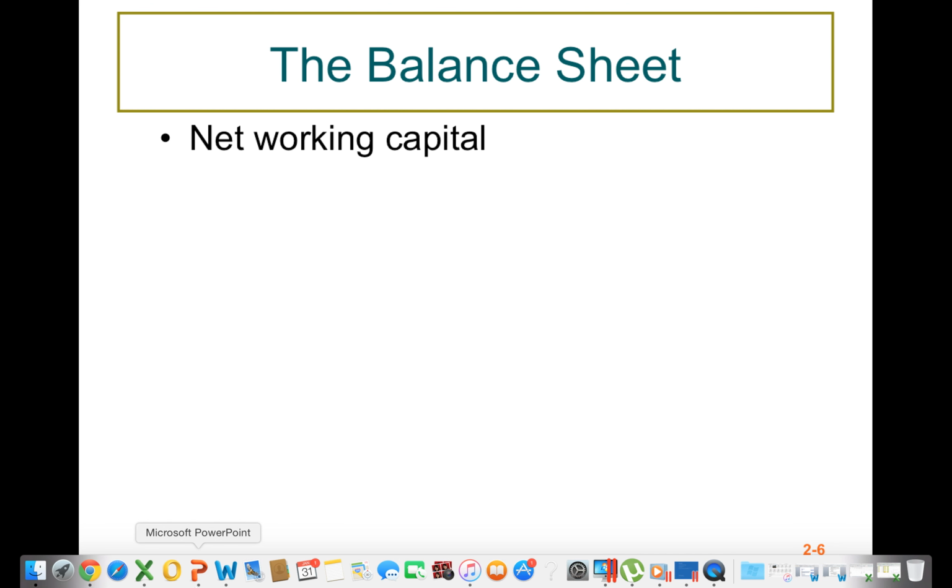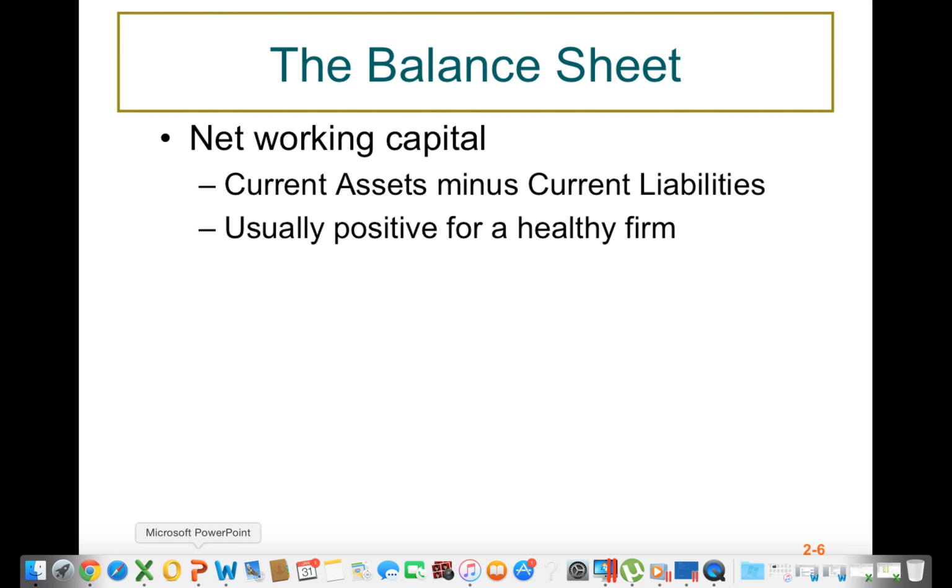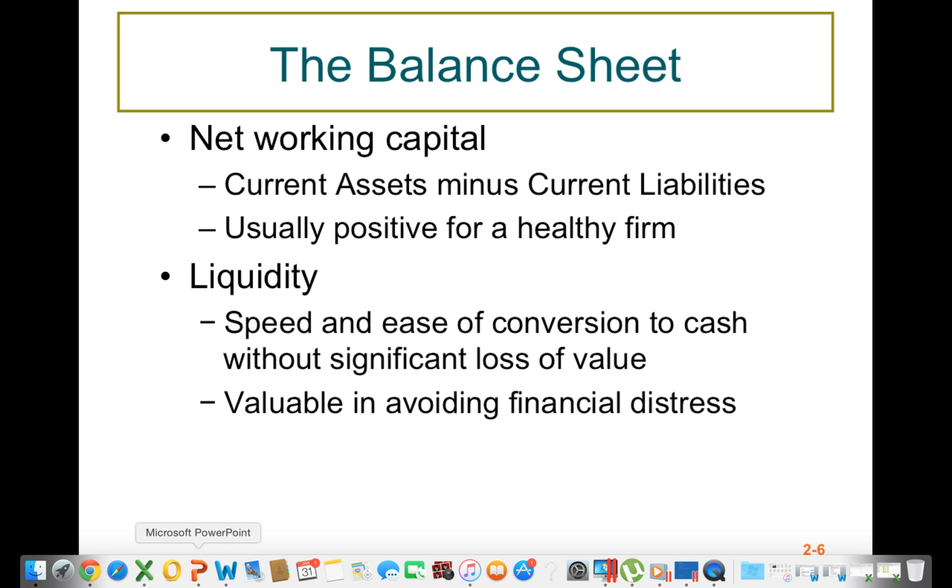As far as the balance sheet goes, you saw it noted on that previous slide here, net working capital. We talked a little bit about this last week. Net working capital is going to be your current assets less your current liabilities. It will usually be positive for a healthy firm. Liquidity is something we're going to have an entire chapter devoted to, but for the purposes of right now, I think it's just best to think of cash.